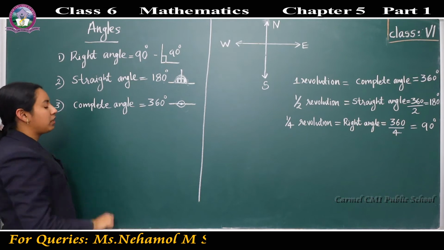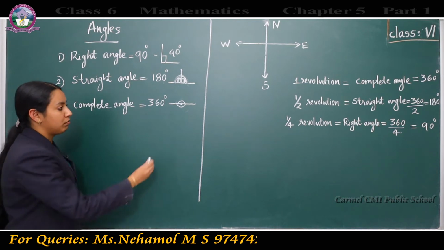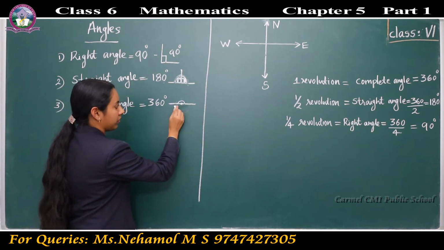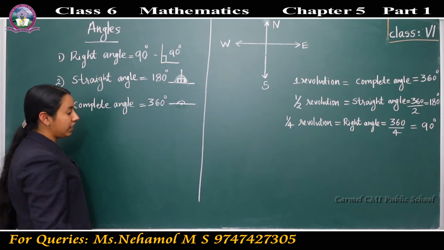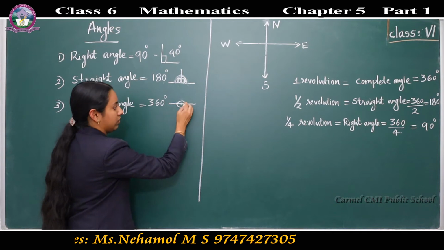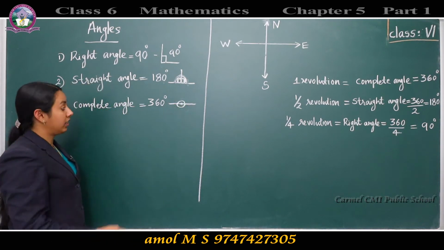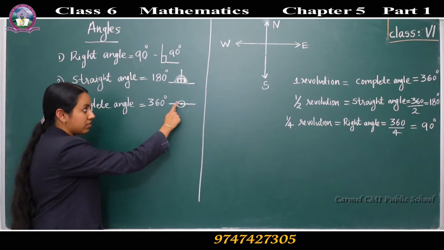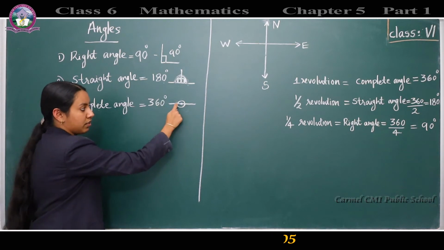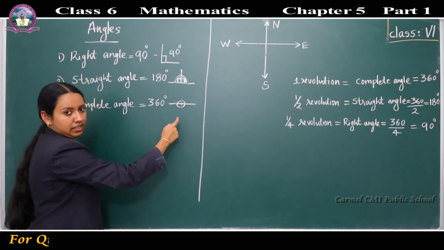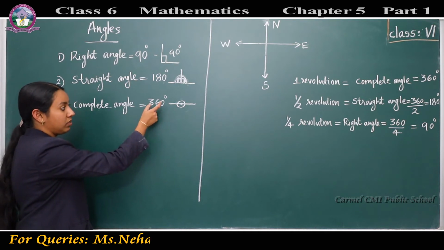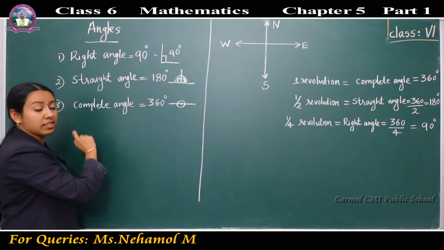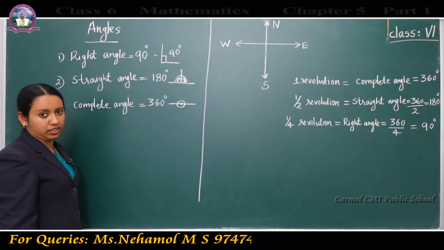Then next one complete angle. We know that this is a straight angle which measures 180 degree and this is known as a complete angle. That means 180 plus 180, 360. An angle of measurement 360 degree is known as a complete angle.